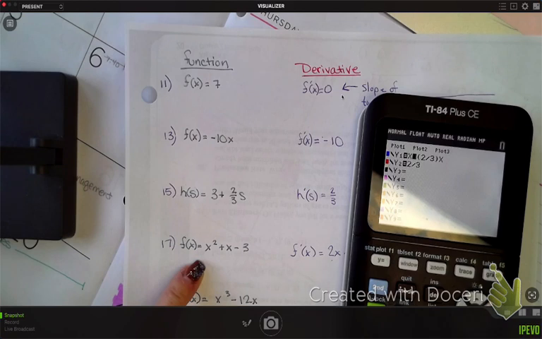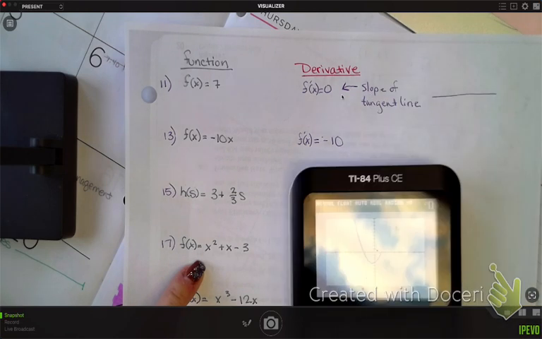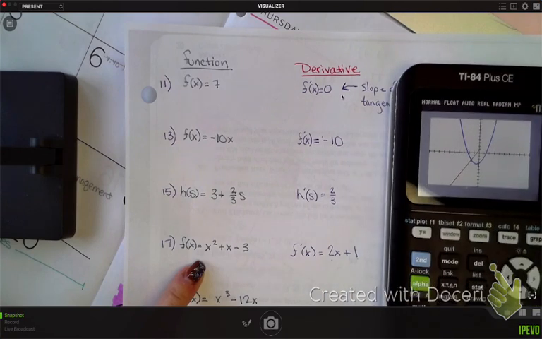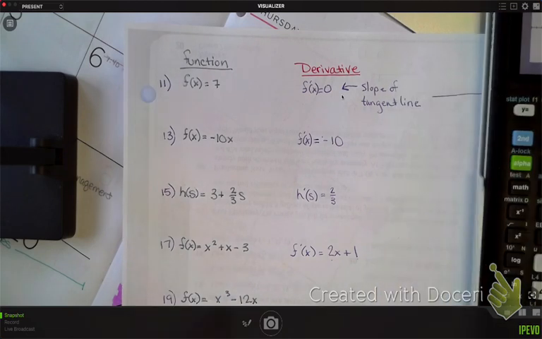Where'd you get the second equation from? That's the derivative. That's what you found yesterday. You don't know how I got it yet. You'll know that tomorrow. So I should see a parabola and then a linear line. Is that what I see? Yes.